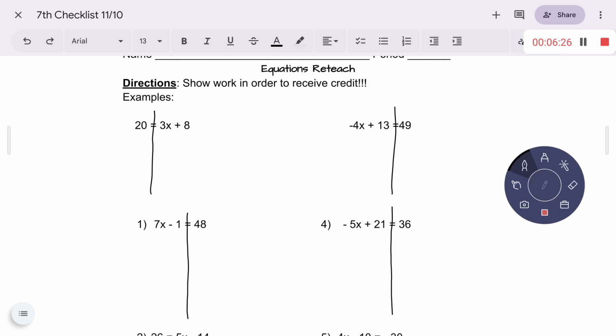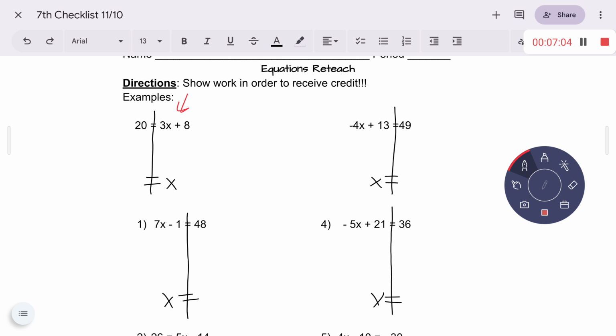So remember, your goal is to get to x equals, okay? Always start on the side with the variable. I want x equals. That's what you want on all of these, okay? Over here, this is where I'm starting on this side. I want it to be at x. I just want x. So I need to get rid of the plus 8 and the times 3.